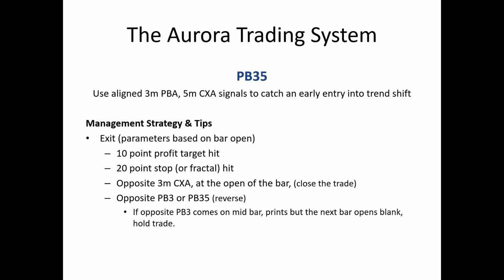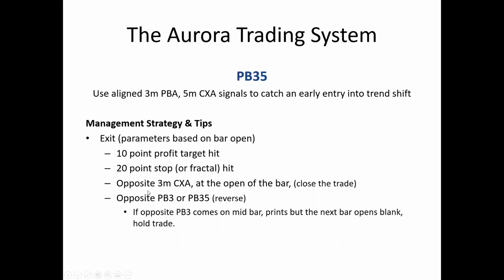So 10 points off the open of the bar is your profit target. 20 points off the open of the bar, if it hits that, you're out for a loss of 20 points. It might hit a fractal that would give you less than 20 points of loss, and we'll emphasize that when we pull up the chart here. You would only be using a fractal if placement at the fractal, upper or lower fractal, gives you less than 20 points of loss.